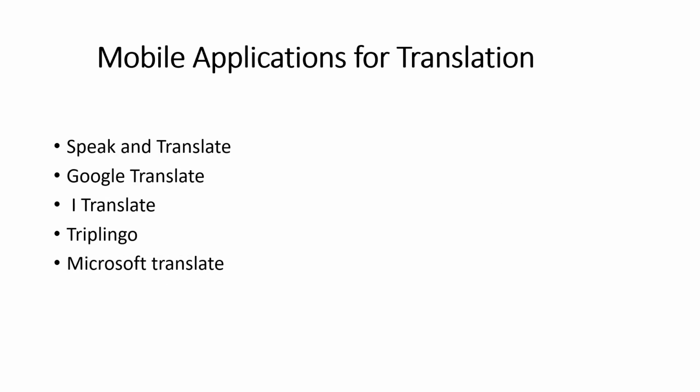Currently, several mobile applications are available for translation. One can translate the text using these mobile applications. Few are available only in iPhones, few in Android, and few are available in both. One can choose these applications as per own convenience. Few of these are Speak and Translate, Google Translate, iTranslate, Triplingo, Microsoft Translate. Among these, Google Translate is by far the most used translation tool.